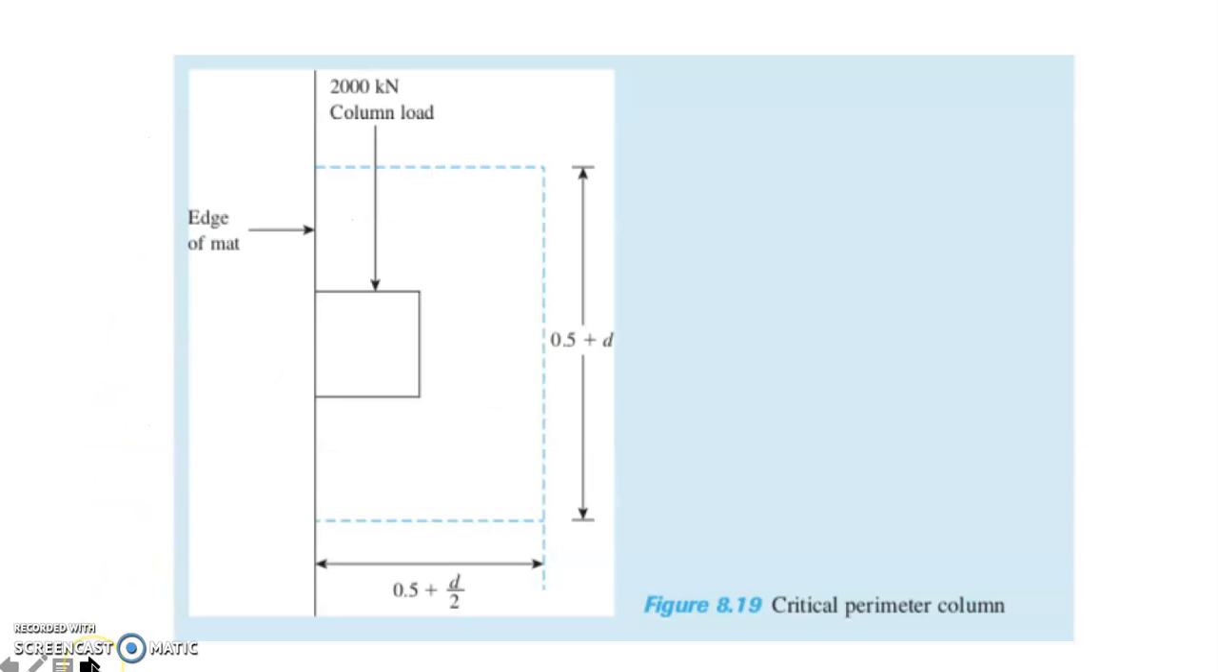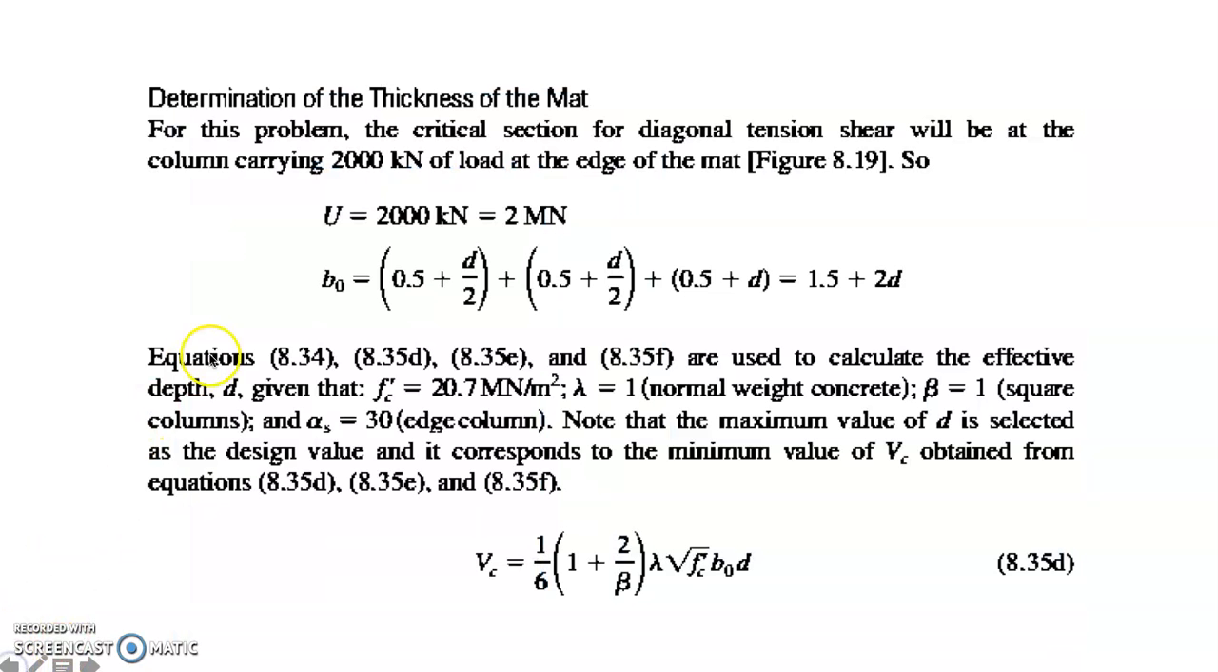So we have here an illustration for the critical perimeter column, and as mentioned, it is a column that carries a load of 2000, so that is at the edge of the mat foundation. So this is the critical perimeter column illustration. So basically, we're going to identify our U. Of course, that is 2000 kilonewton, and B sub O, based on the figure presented, B sub O is equal to 0.5.